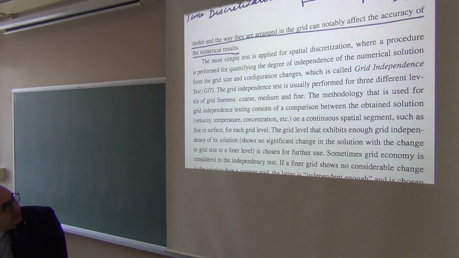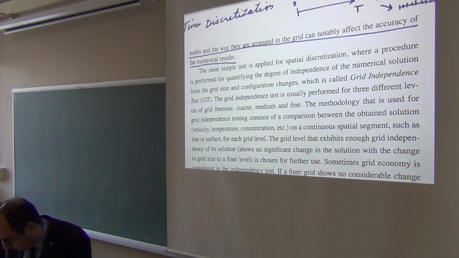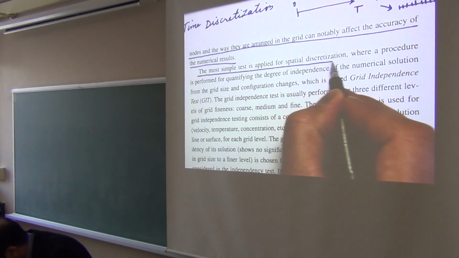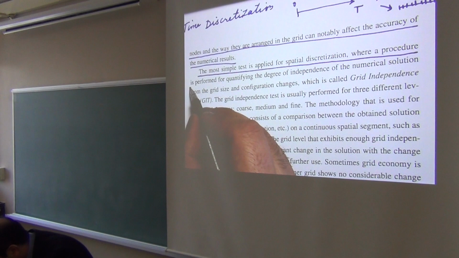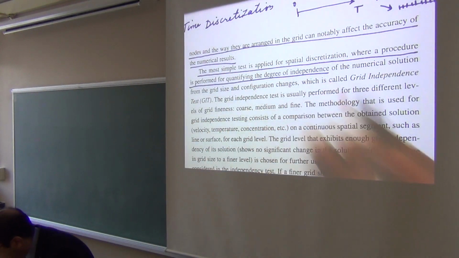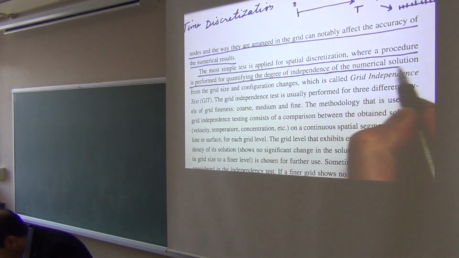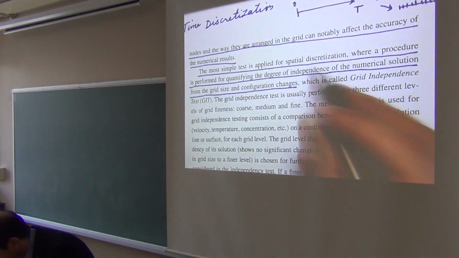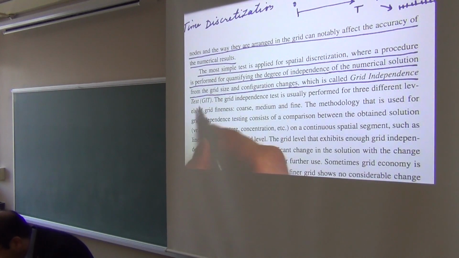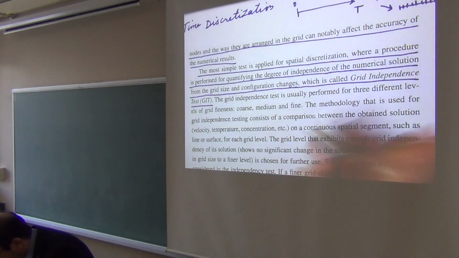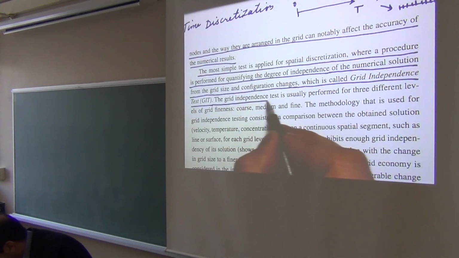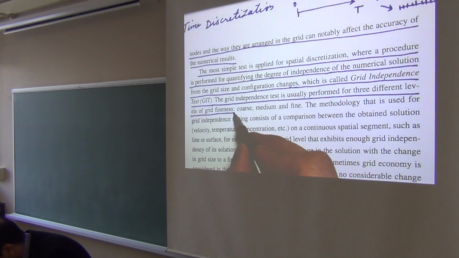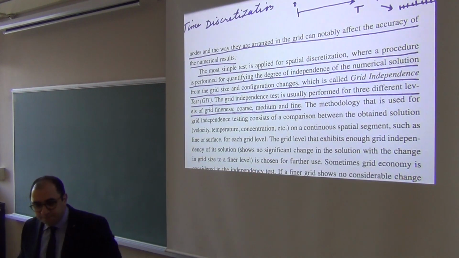The most simple test is applied for spatial discretization, where a procedure is performed for quantifying the degree of independence of the numerical solution from the grid size and configuration changes. This is called grid independence test. This is simple to do. The grid independence test is usually performed for 3 levels of grid fineness: coarse, medium, and fine.